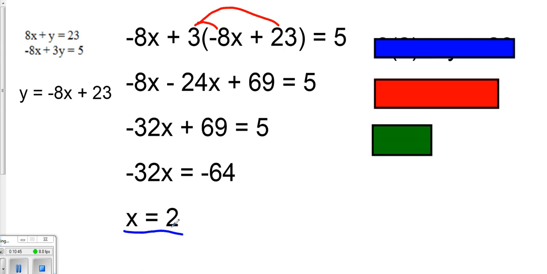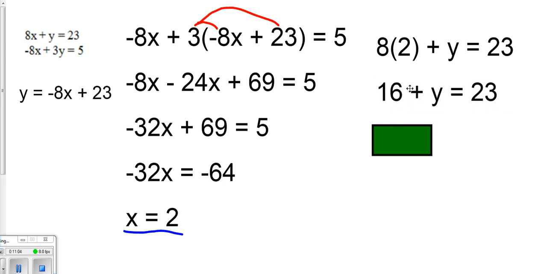So we know x equals 2 is going to work in both of these equations, and it's going to give us the same y value. So let's plug it into, it doesn't really matter, I'm going to plug it into the top one. Instead of 8 times x, it's now 8 times 2 plus y equals 23. 8 times 2 is 16, so 16 plus y equals 23. Subtract 16 on both sides, and we get that y equals 7.